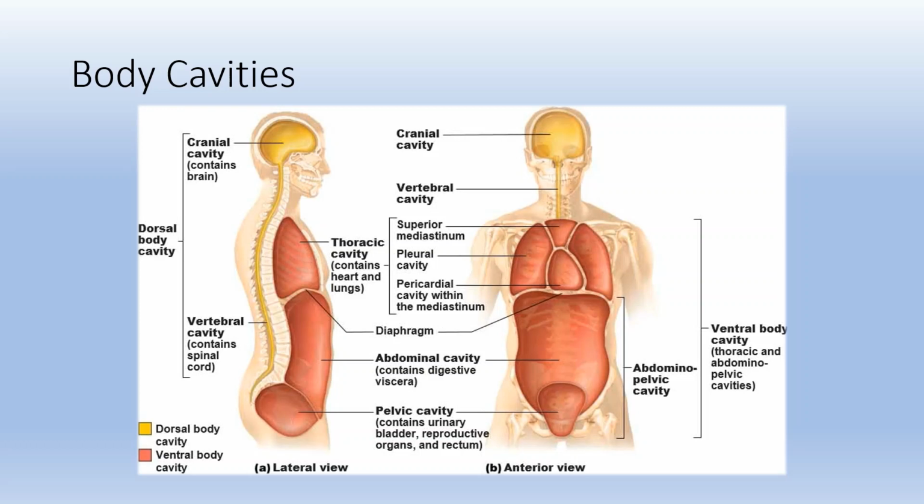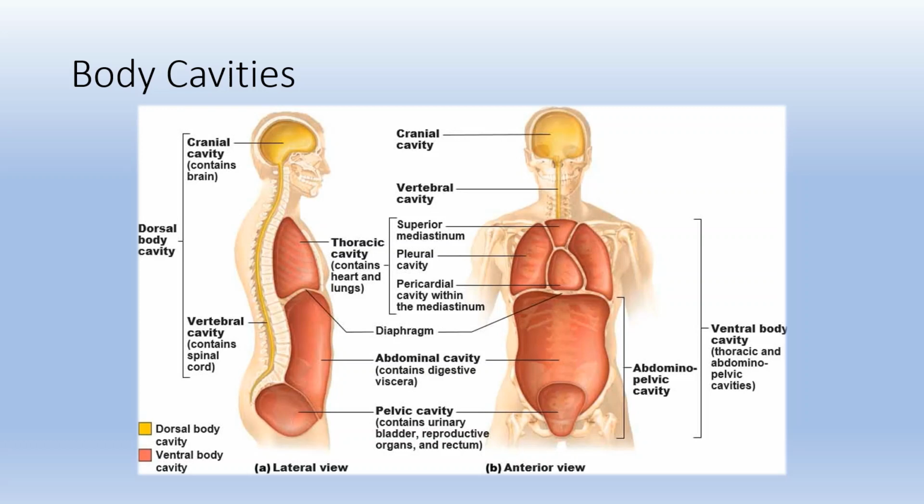The dorsal body cavity can be further divided into 2 other cavities, the cranial cavity and the vertebral cavity. The cranial cavity is enclosed in the skull and contains the brain. The other part of the dorsal body cavity is the vertebral cavity, which is found in the spinal column or the vertebral column, and it contains the spinal cord.